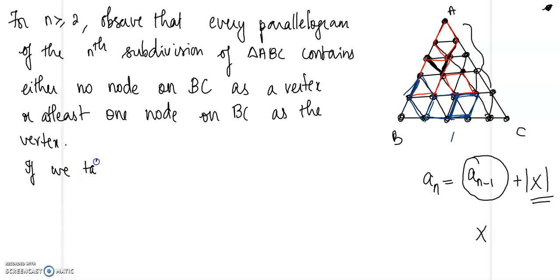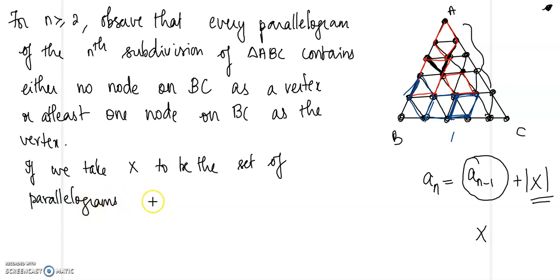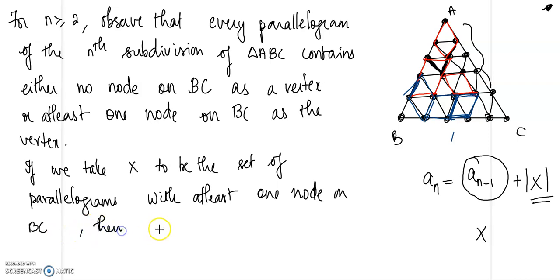So if we take X to be the set of parallelograms with at least one node on BC, then AN will be equal to AN minus 1 plus cardinality of X. So those parallelograms which have no nodes on BC will be counted in the n minus 1 subdivision.